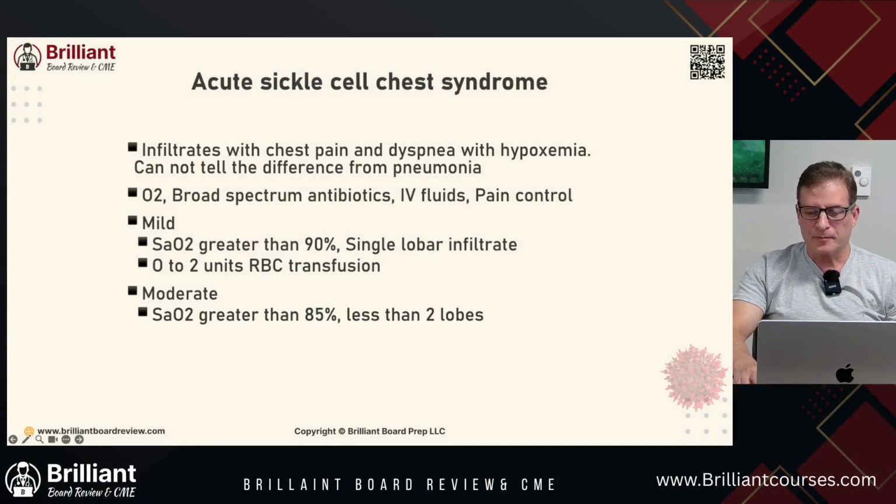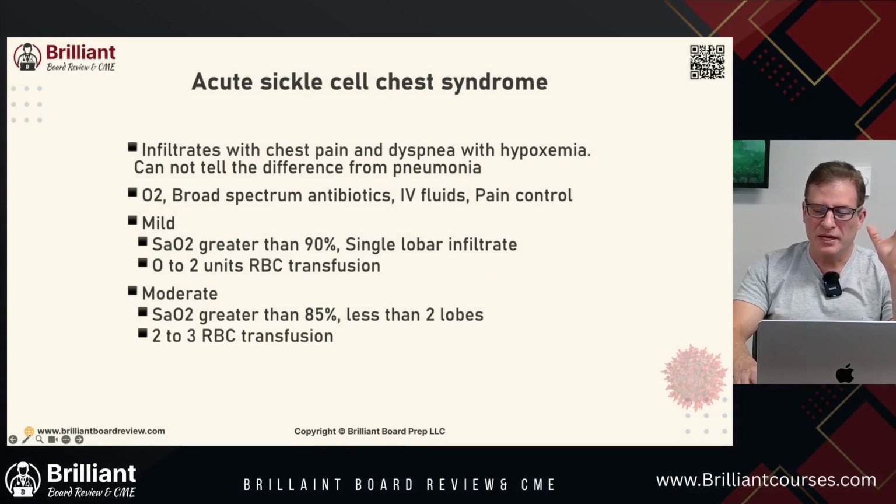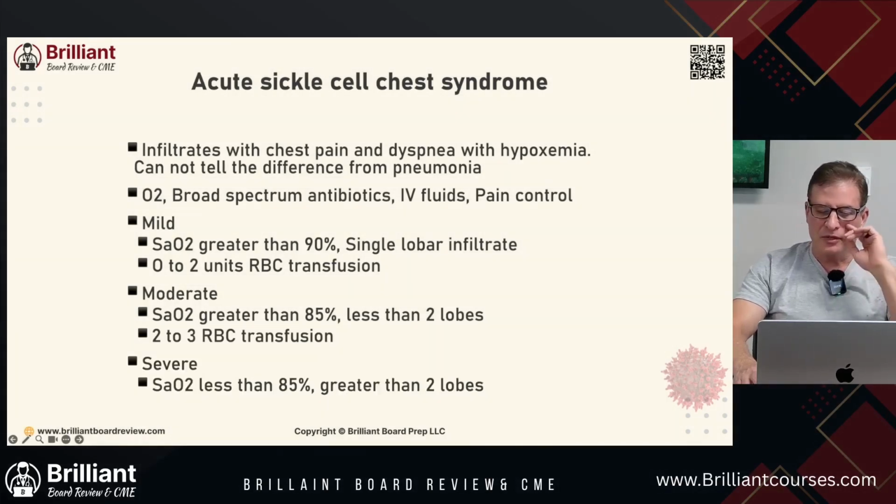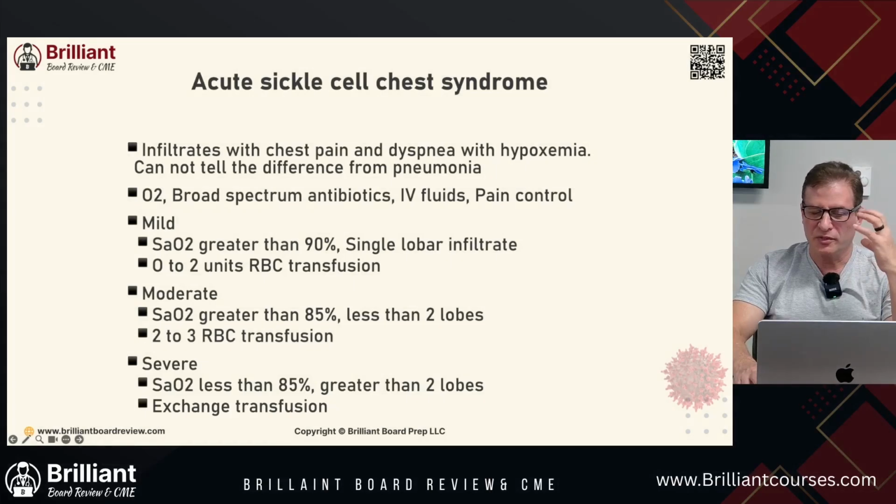Moderate, SpO2 less than 85, less than 2 lobes. You may need to give 2 to 3 RBC transfusions or an exchange transfusion. And severe, you're going to have the SpO2 less than 85 and greater than 2 lobes. This is where you consider an exchange transfusion. This is really where you can use some help, and this is one where you'd want to consider getting hematology on board.